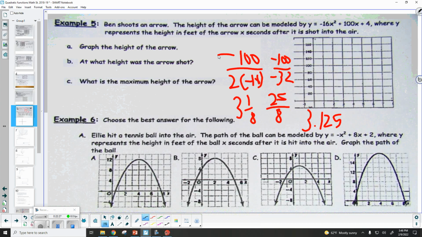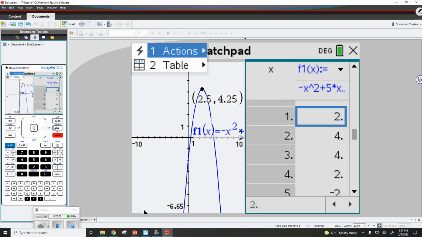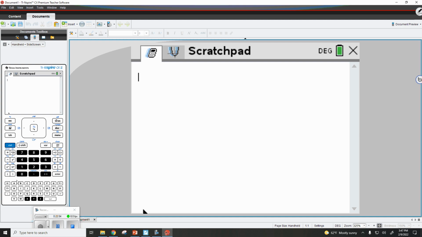So from there, that's the time of the maximum height of the arrow. There you go. Well, for the y, I'm not sure I'd be able to calculate that by hand. That might not be a bad idea, just to plug in the calculator, let it do the heavy lifting for us. There we go. Okay, so let's go ahead and document that out of here. There we go. And now we have the scratch pad.